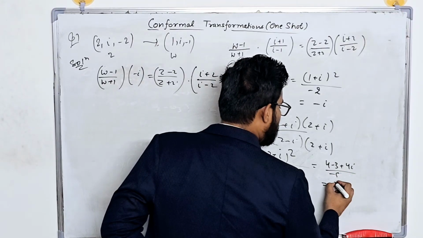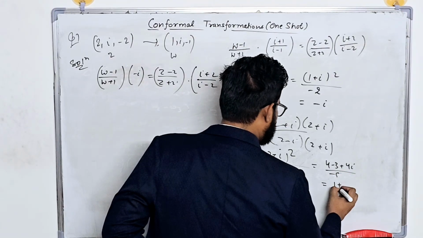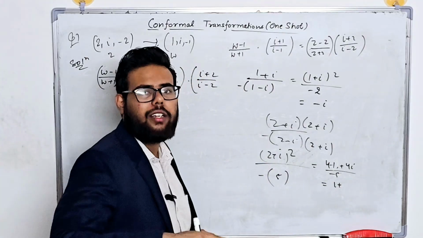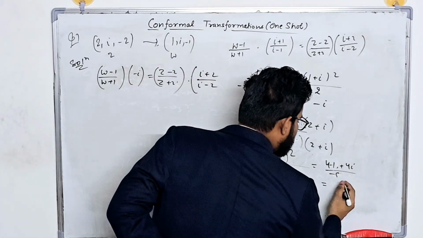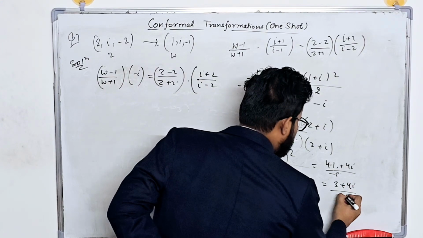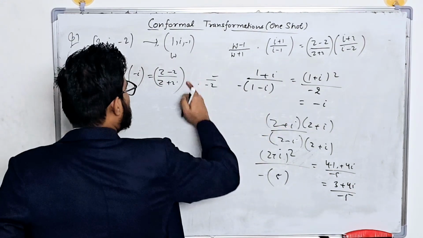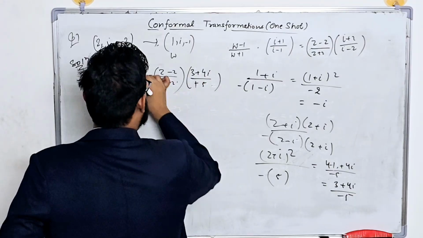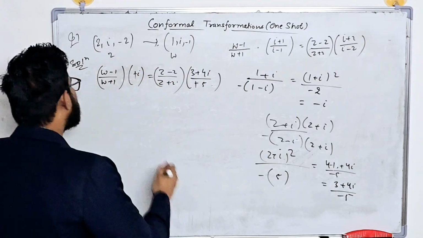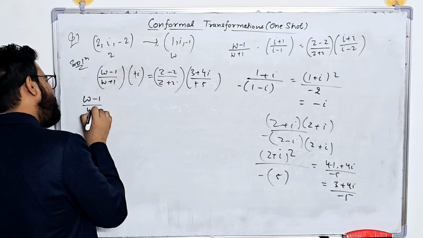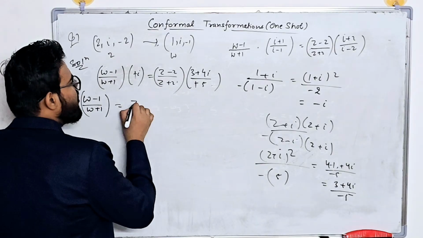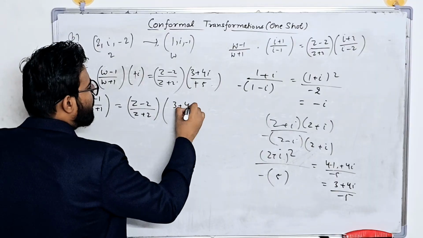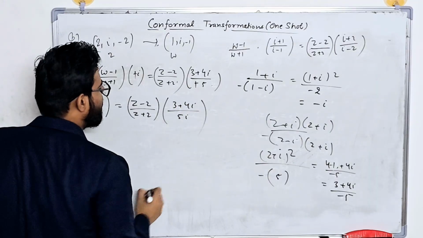So we have 4 minus 1 it will be, right? I square is equal to negative 1. So it is equal to (3 plus 4 iota) divided by negative 5, right? So this we can write as (3 plus 4 iota) divided by negative 5. So this and this will become positive. Okay. So we have (W minus 1) divided by (W plus 1) is equal to the quantity (Z minus 2) divided by (Z plus 2), right? Times (3 plus 4i) divided by 5i, right?